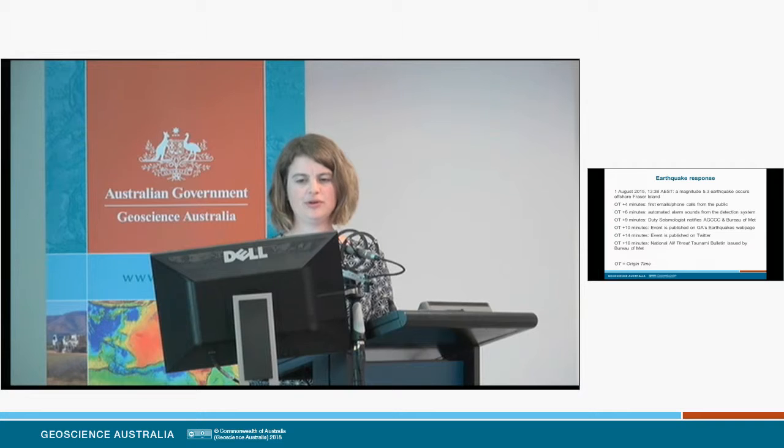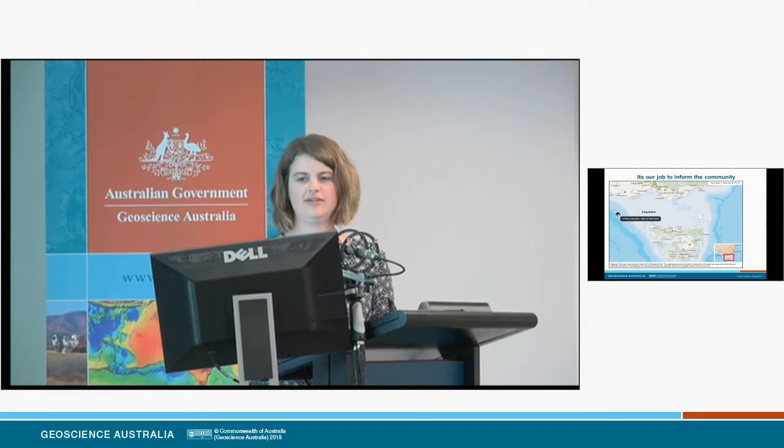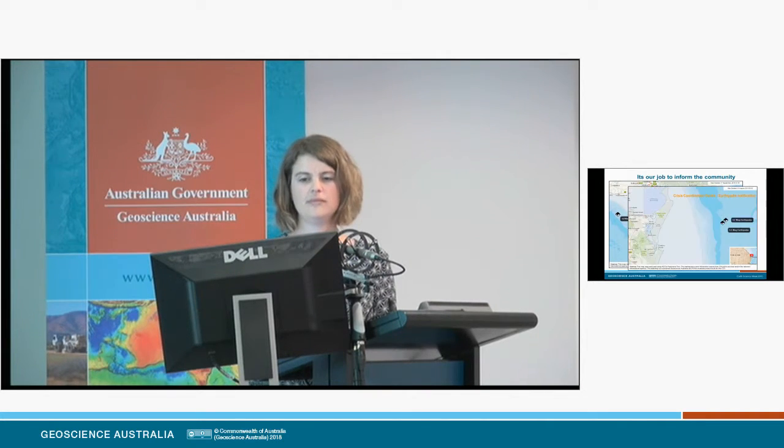So how do we respond following the event? It's our job to inform the community that an event has occurred. Through the Crisis Coordination Centre, our information is channelled to them, and they produce an earthquake notification and maps as well. This is a couple of examples of the type of maps that are produced, and it's these maps that are delivered to government ministers, and if it's a significant event, we'll notify the Prime Minister as well.